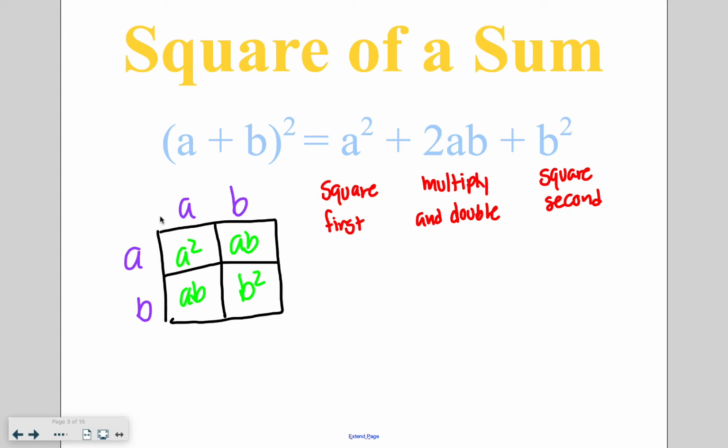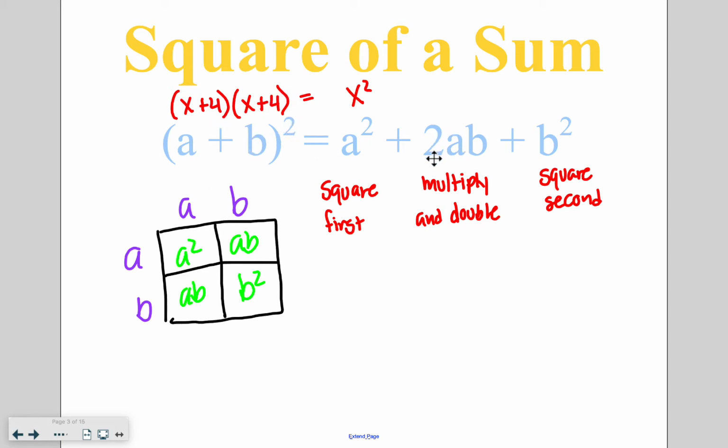So basically what it's saying is you're going to have the same binomial twice. So for example, if I had x plus 4 times x plus 4. So it's taking the same binomial and multiplying it twice. The shortcut for this is to square the first number. So in this case, I would be doing x squared. So taking the first value of each term and squaring it.